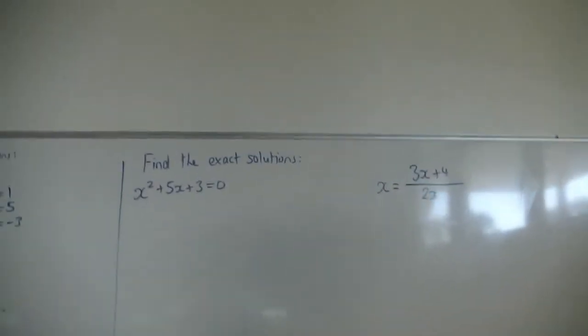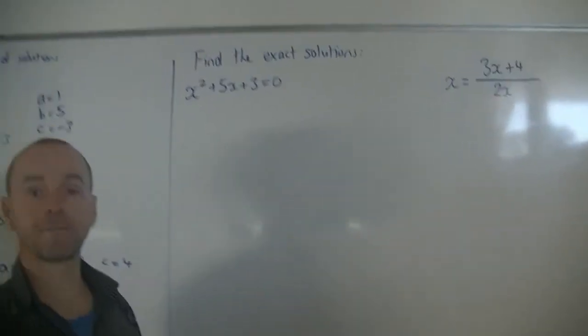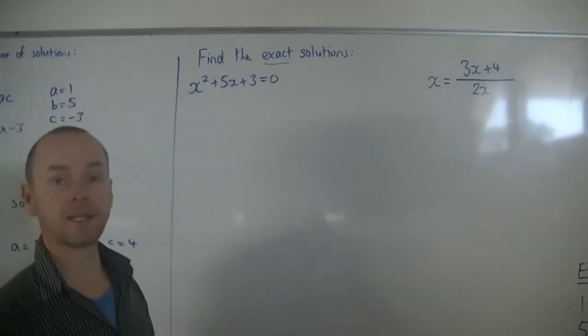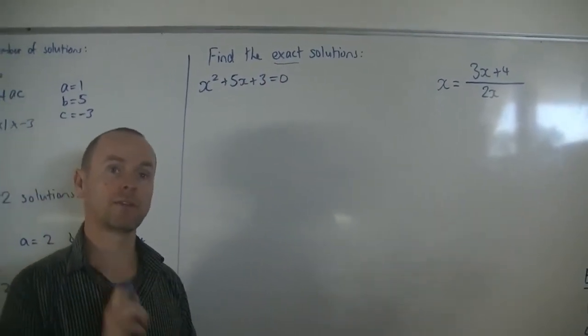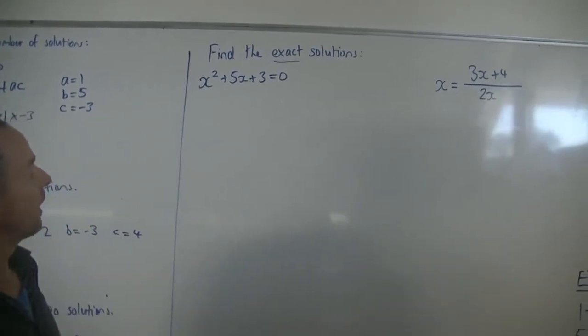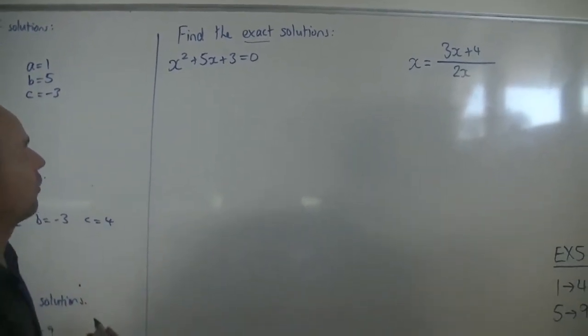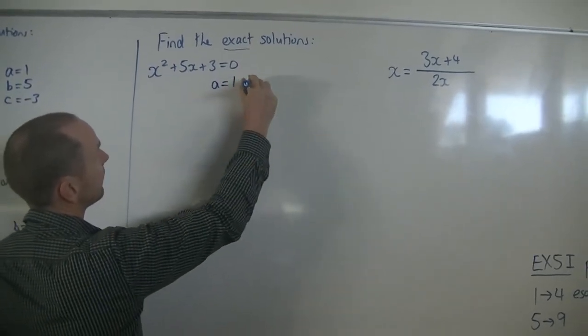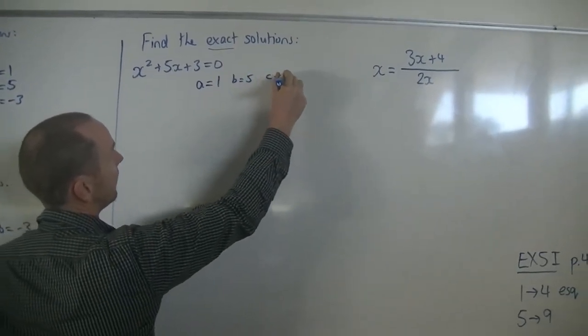Okay. Let's move on over here. So sometimes it says find the actual solutions, and it says exact solutions. That means in exact form. So in other words, we're going to leave it as a square root in the answer. Okay, so this time we're going to have to use the whole formula. But again, we start off with a, b and c. a is 1, b is 5, and c is 3.